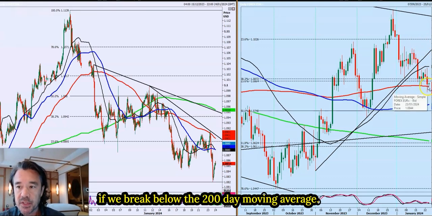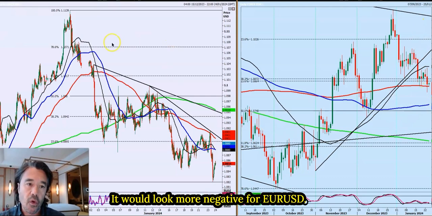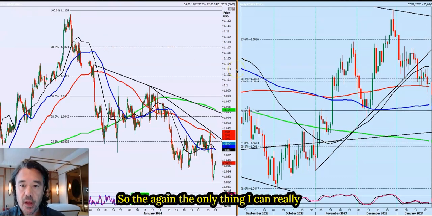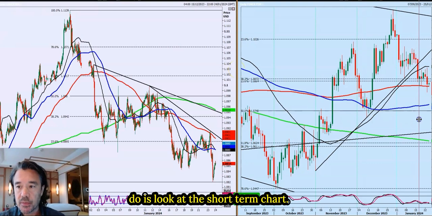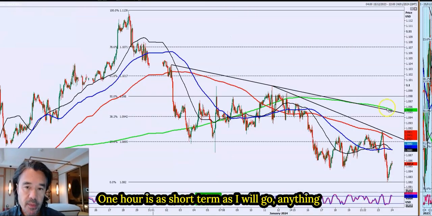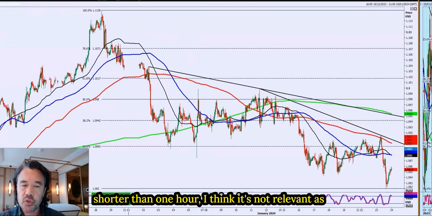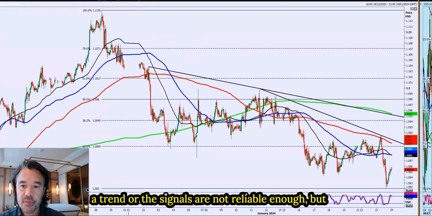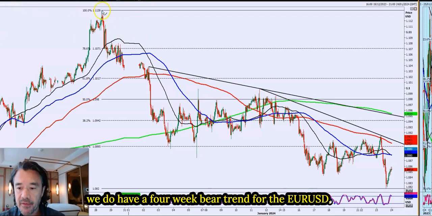If we break below the 200-day moving average, it would look more negative for the euro versus the US dollar. So again, the only thing I can really do is look at the short-term chart. 1 hour is as short-term as I will go. Anything shorter than 1 hour, I think it's not relevant as a trend, or the signals are not reliable enough. But we do have a 4-week bear trend for the euro US dollar.